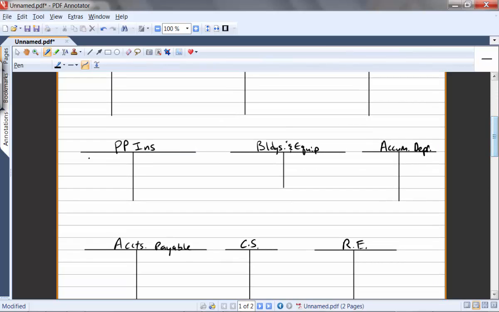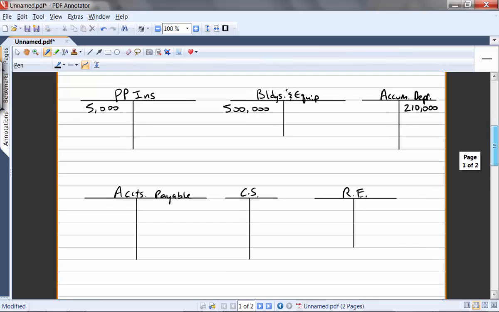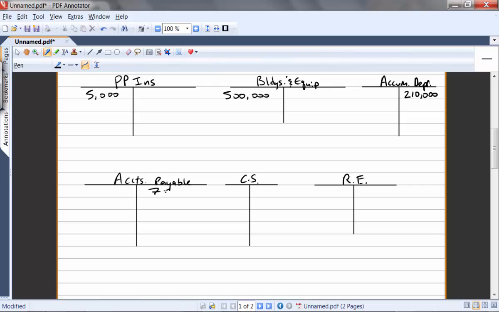Prepaid insurance was $5,000. Buildings and equipment had a beginning balance of $500,000. Accumulated depreciation is a contra asset. A contra asset has an opposite balance that an asset has. And since assets have a normal debit balance, accumulated depreciation would have a normal credit balance. Starts with $210,000. And then accounts payable is a liability, so it has a normal credit balance. Capital stock, or common stock, and retained earnings.